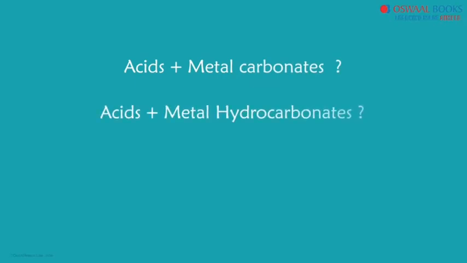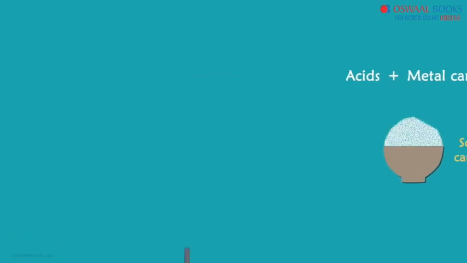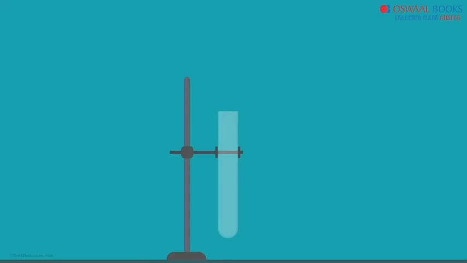Do you know how acids react with metal carbonates and metal hydrogen carbonates? We will see that in the next video. How do acids react with metal carbonates? Sodium carbonate is an example of a metal carbonate. To understand how they react, let's create a setup like this.